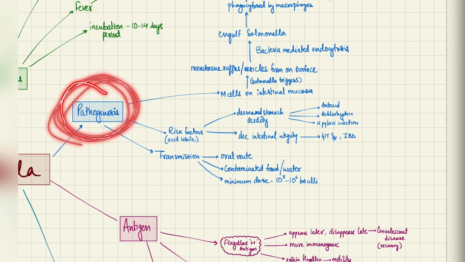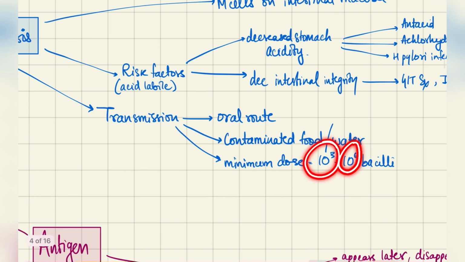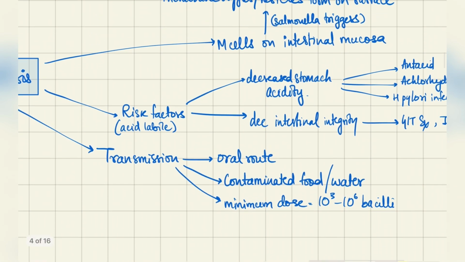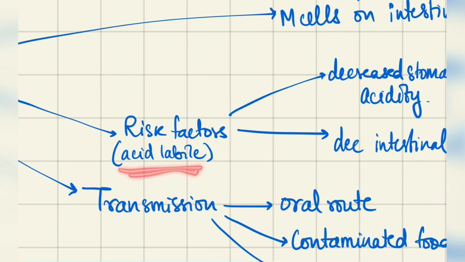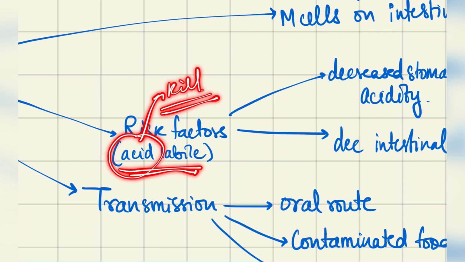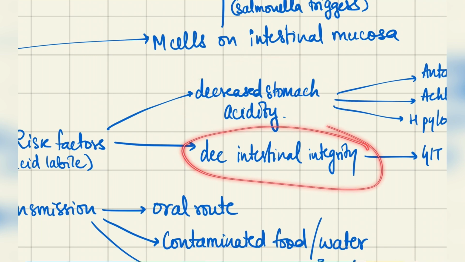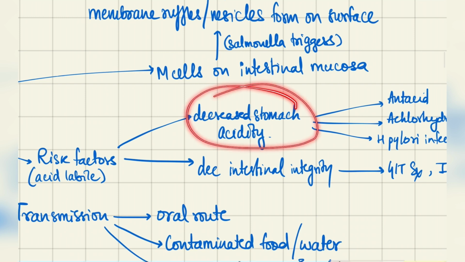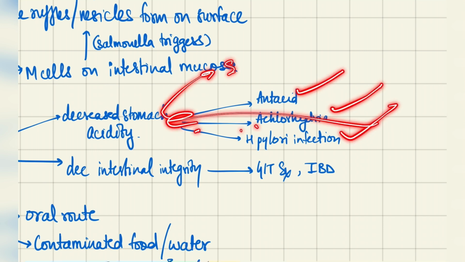Let's see the pathogenesis of how it infects us. Transmission is by oral route, contaminated food or water, and the infective dose is 10^3 to 10^6 bacilli. You need more than this for infection. Easy. Coming to the risk factors which will make the infection more likely, you need to know that Salmonella is acid labile, meaning acid will kill Salmonella. So any condition where this acid is decreased will help Salmonella proliferate. This can be when there is decreased stomach acidity or the intestines are not working properly, meaning intestinal integrity is gone. Decreased stomach acidity can be seen in overuse of antacids, achlorhydria, H. pylori infection; all this will mess with the stomach's original acidity, hence increasing Salmonella.